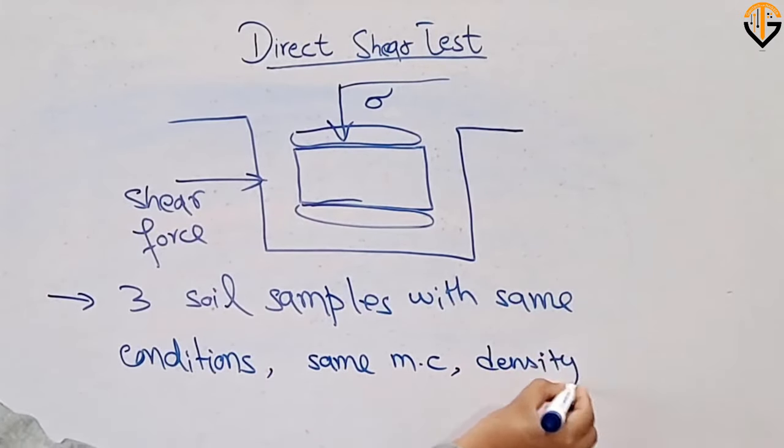And conversely, if there is no cohesion and there is only friction angle, then shear strength will be a function of friction angle and normal stress only. So these are some technical details of the direct shear test. I hope you understand these points.